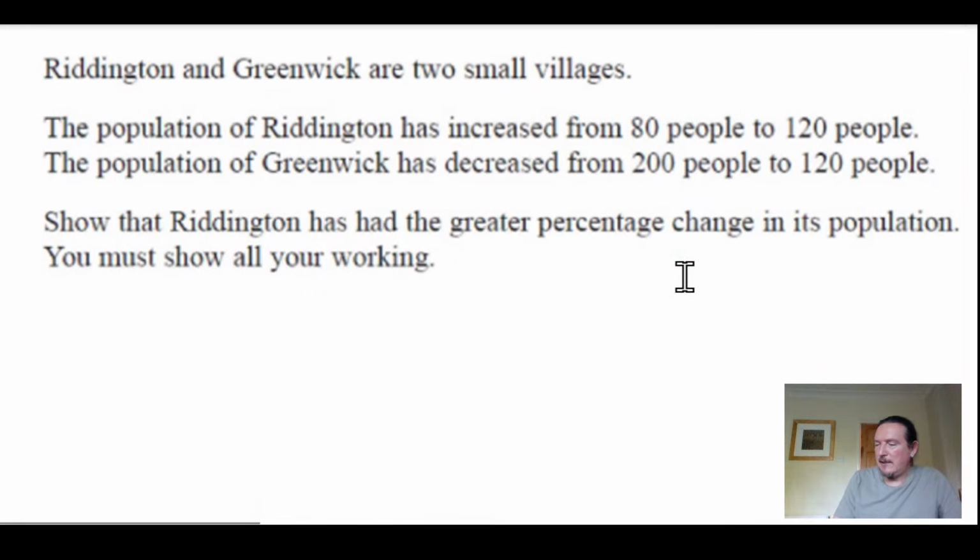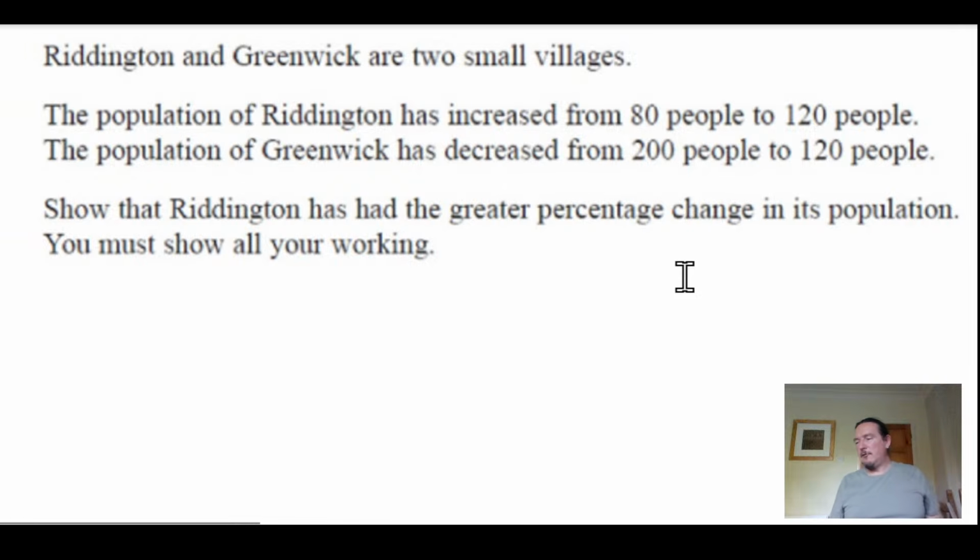Next one, Edexcel. I've got Riddington and Greenwich. Riddington and Greenwich are two small villages. The population of Riddington has increased from 80 people to 120 people. The population of Greenwich has decreased from 200 people to 120 people. Show that Riddington has the greater percentage change in its population. You must show all your working.